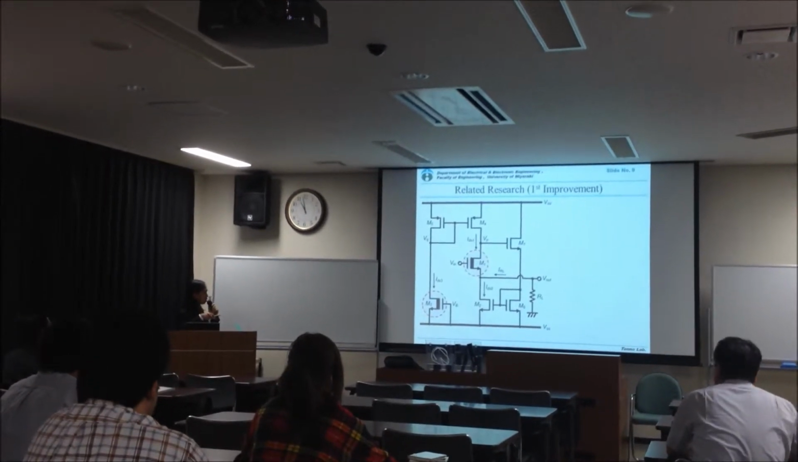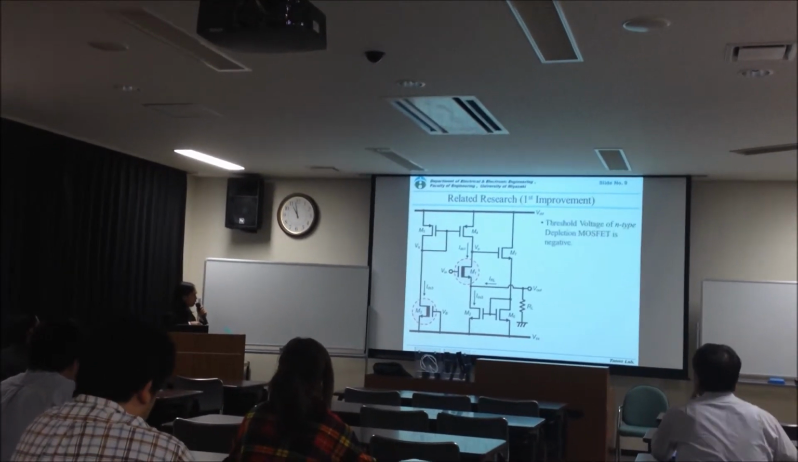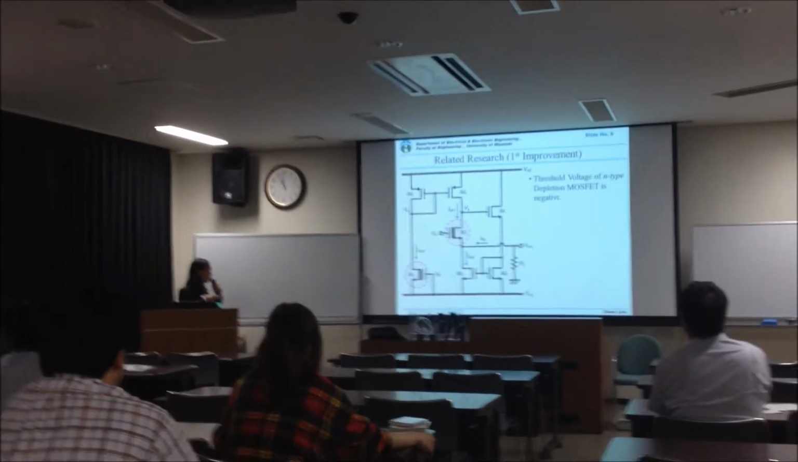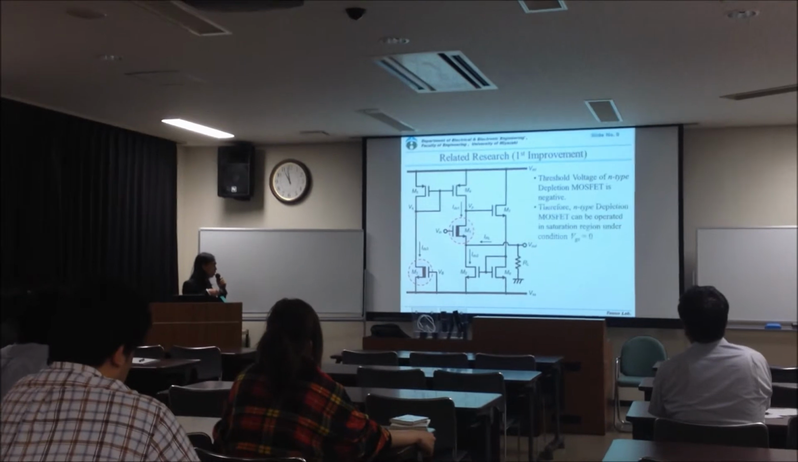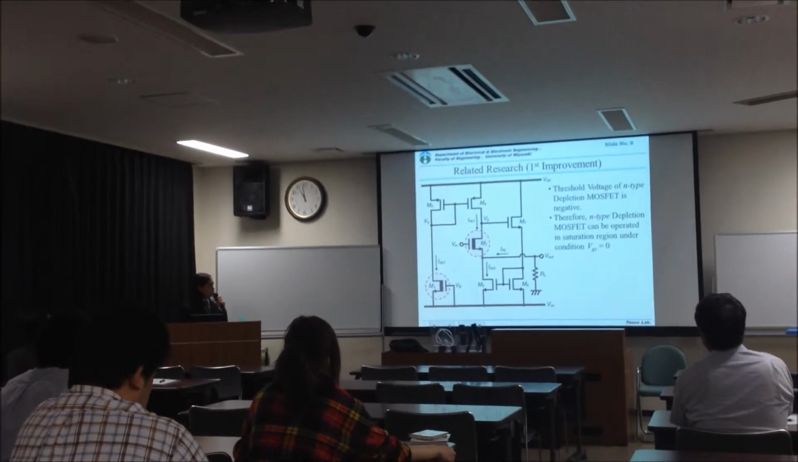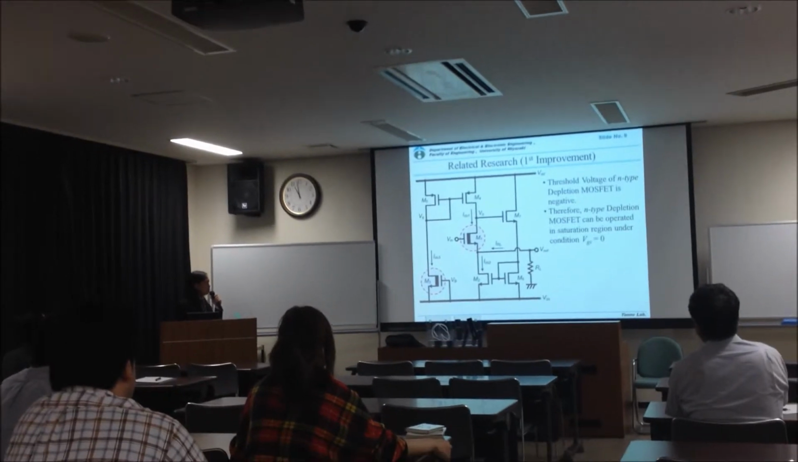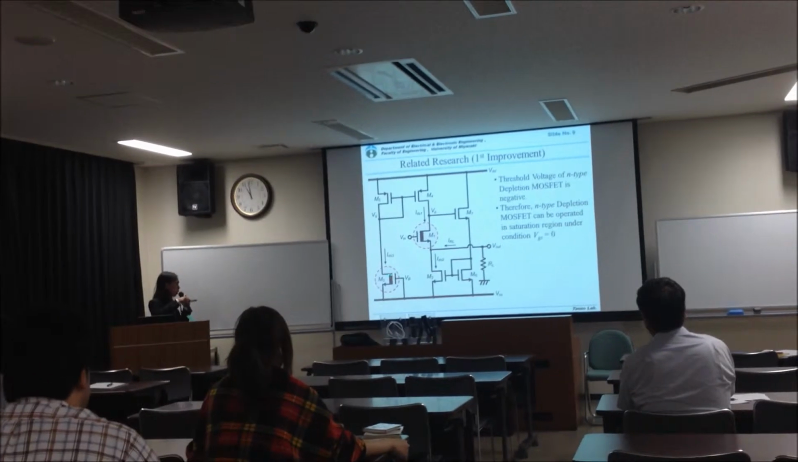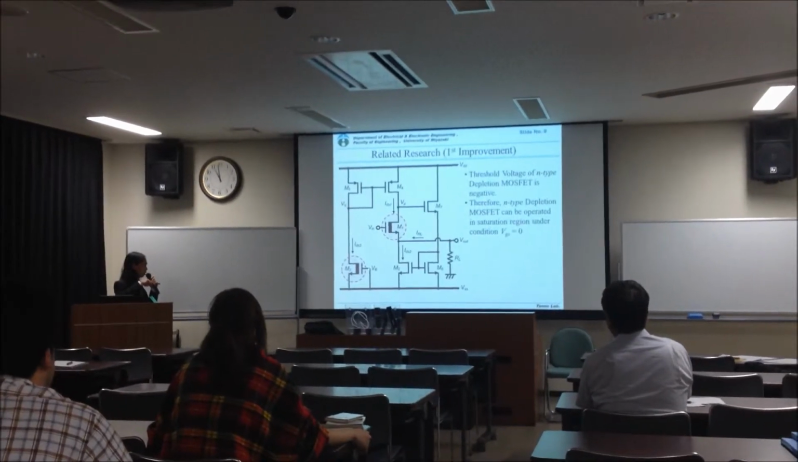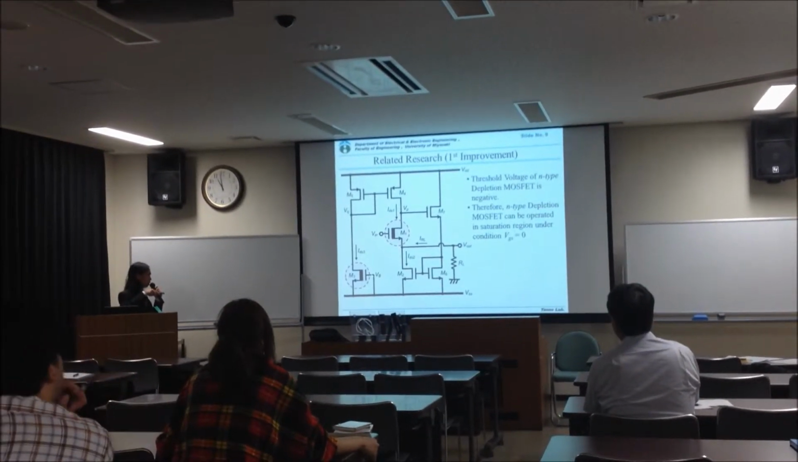And next is using depletion MOSFET. We know that N-type depletion MOSFET has a negative threshold voltage, so we can operate N depletion MOSFET in the saturation region under the condition VGS equal to 0. In this case, we operate M3 here in the saturation region under the condition VGS equal to 0.